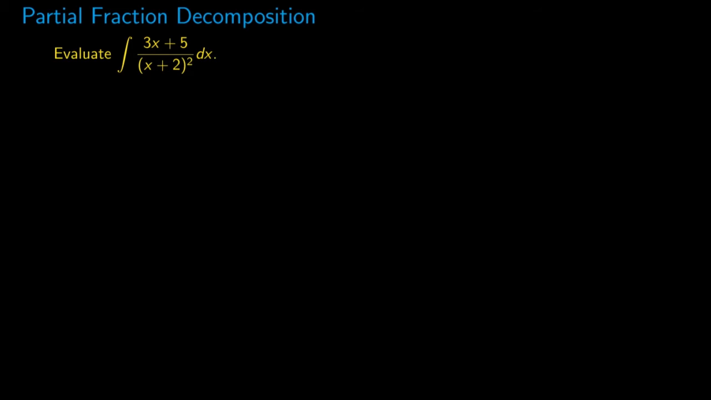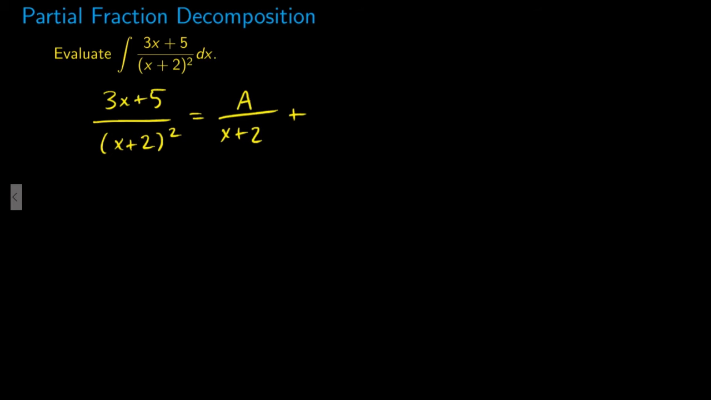So we're going to take our rational function 3x plus 5 over the quantity x plus 2 squared. And the idea is we're going to split it up into the sum of fractions that are a little easier to integrate. So for this one, we're going to split it up into the form a over x plus 2 plus b over the quantity x plus 2 squared. And a and b are unknowns that we now have to solve for.